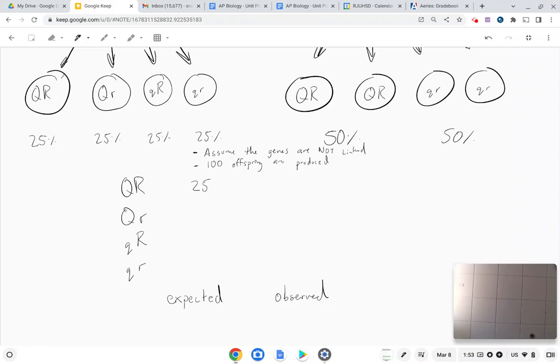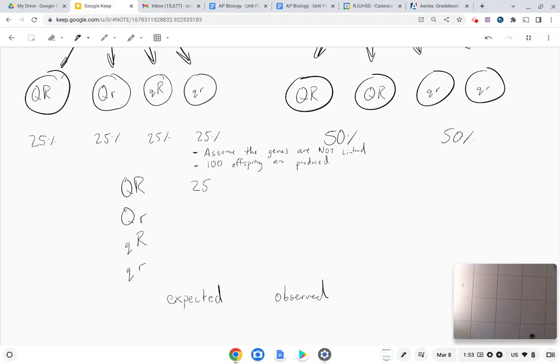Okay. So this is, by the way, I'm teaching you the chi-squared right now. This is chi-squared. It's when you compare what you expect with what you actually see. And then we do the statistical test to see if it's different enough. So I'll show you that part in a second.